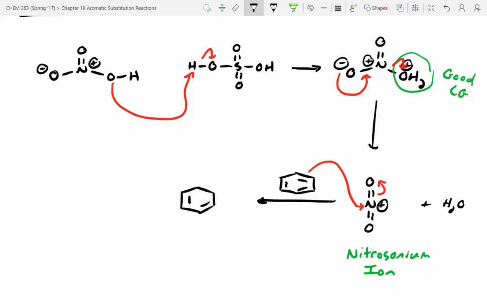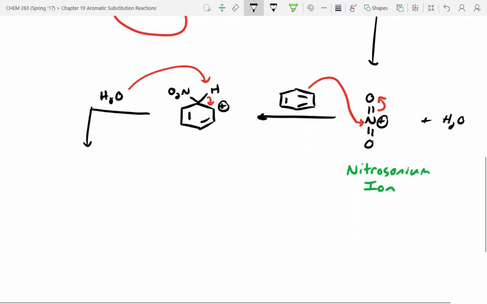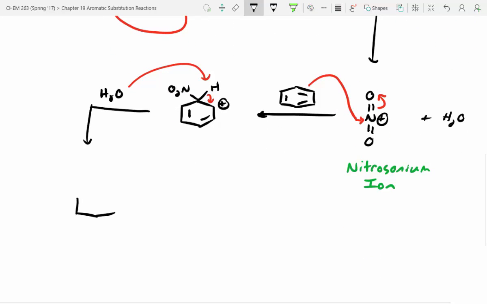Okay, so now we've got the sigma complex. And last but not least, that water that was kicked off in that first step can act as a weak base. It can grab this proton and clamp down, giving you your final nitrated product.